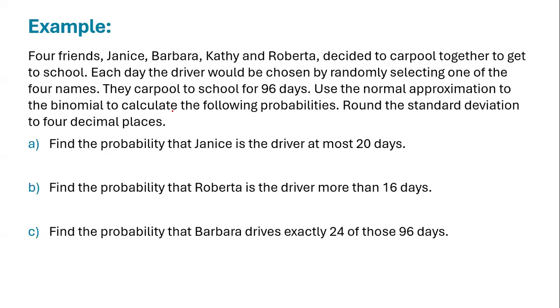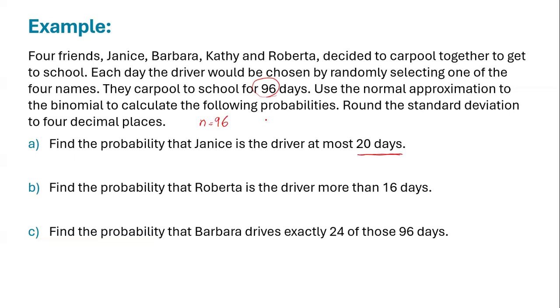Okay, so if it's a binomial distribution, we need to know the n, p, and q. What is n? What's the number of trials? It says use the normal approximation to the binomial, calculate the probability that Janice is the driver at most 20 days. So that means the number of trials is the number of days. How many days do we have here? 96 days. So n is 96.